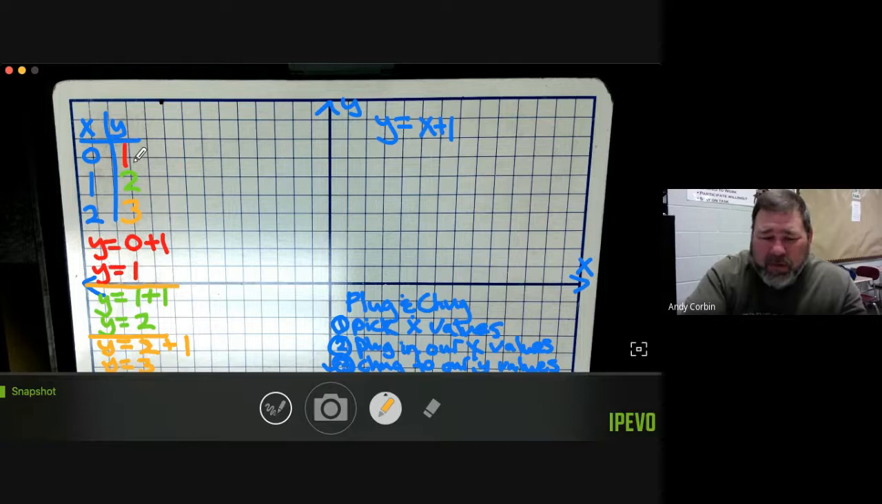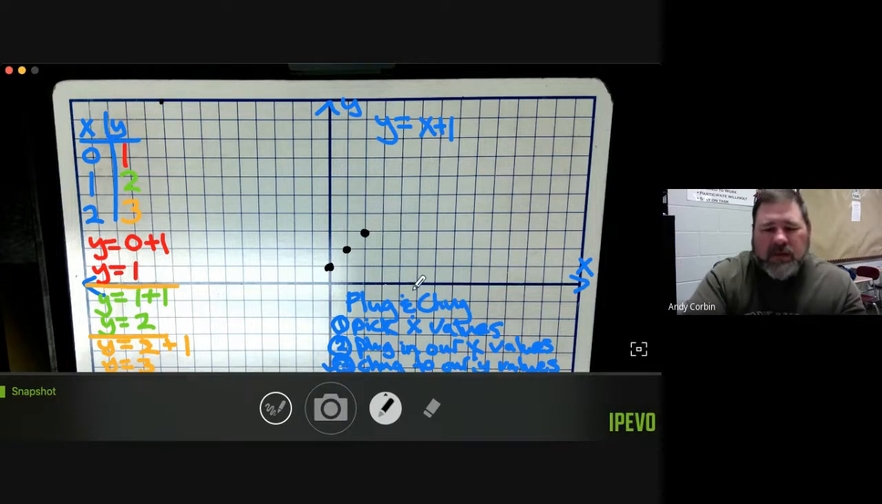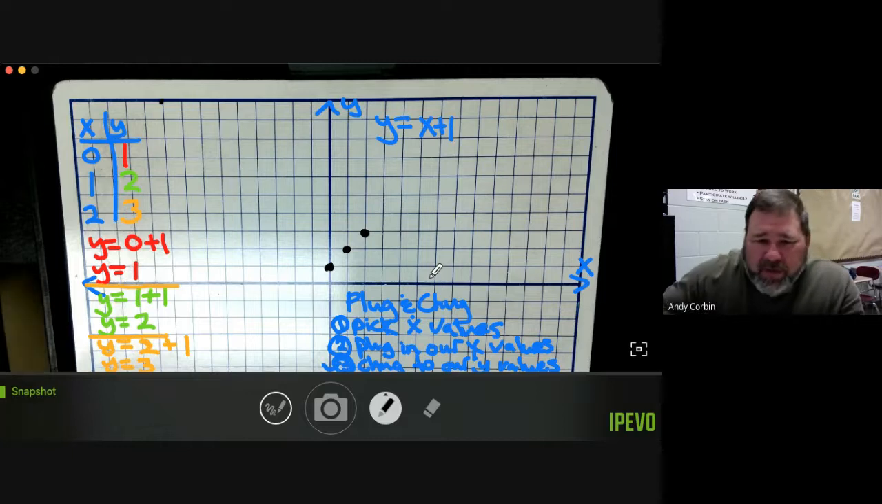Why is this important? Because these points, when I graph them, they should be a straight line. And when I connect those dots, that is y equals x plus 1. So (0, 1). Oh, I want to change colors. So let's try black. So (0, 1) is right there. (1, 2) is right there. (2, 3) is right there. Now, what do you notice about the 3 dots? Those 3 points.